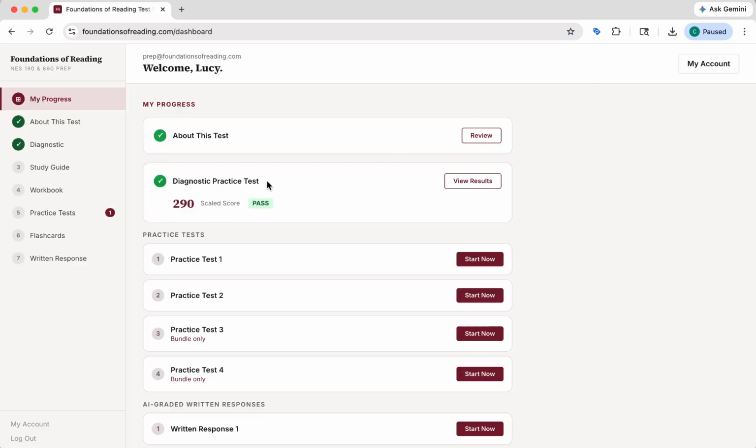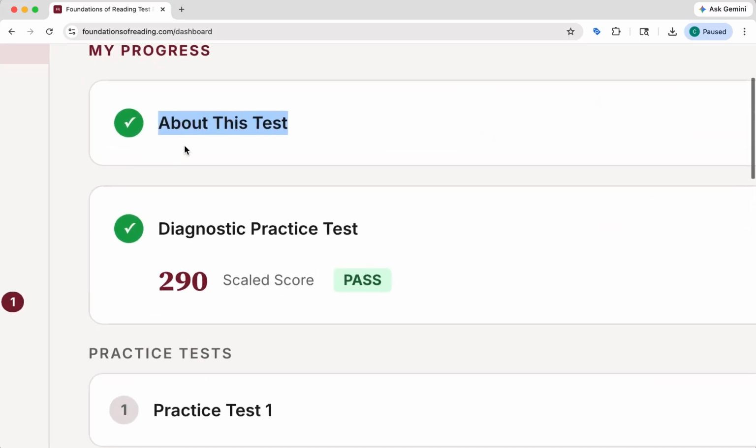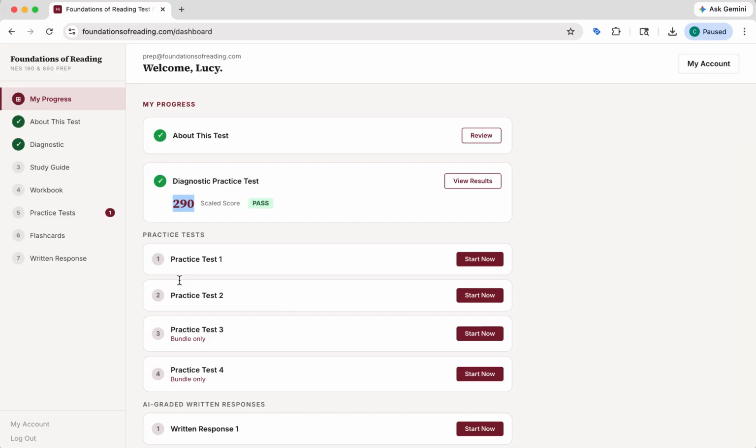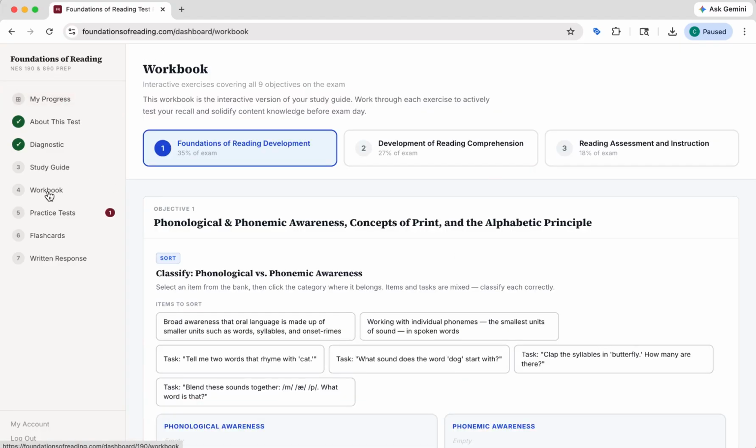If you've been following along, in lesson number 1, we talked about the framework of the Foundations of Reading exam. In lesson number 2, we completed a 25-question diagnostic practice test, and as you can see, we passed. And here, in lesson number 3, we're going to be going over our study guide workbook. I love this activity because if you're looking for an interactive way to really solidify all of the concrete knowledge that you need to know in order to pass your Foundations of Reading exam, this is the place to be.